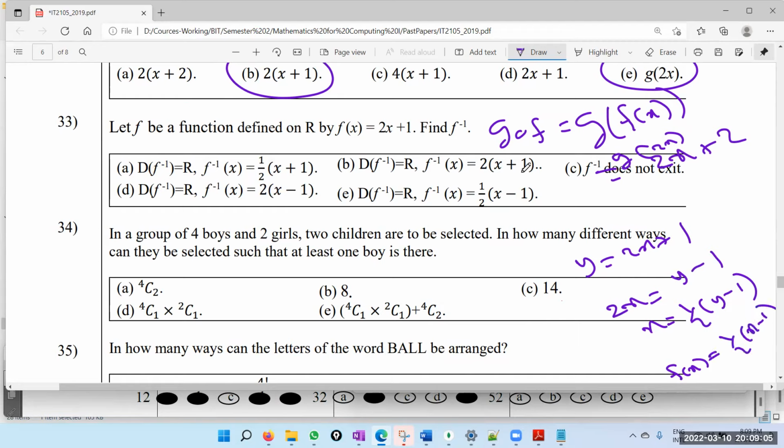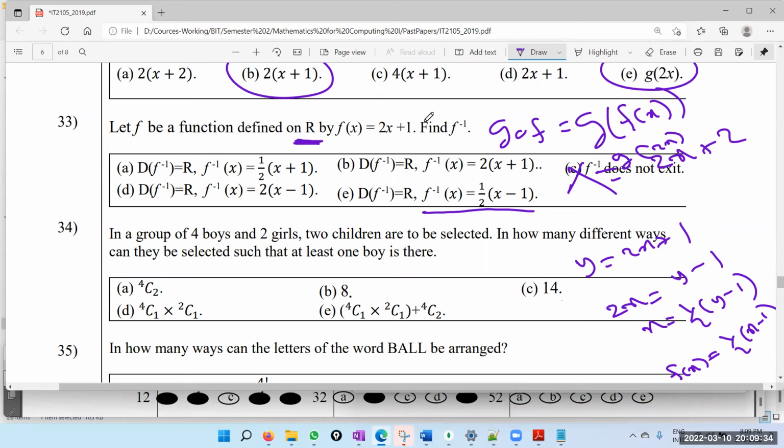Okay, do we have that answer? Half x minus 1 is there. This says f inverse does not exist. So no, f inverse exists. And here you have to look at the domain also. Let f be a function defined on R by f(x) equals 2x plus 1. They have not told you anything about the domain. Yes, defined on R. Domain is real numbers, yes.